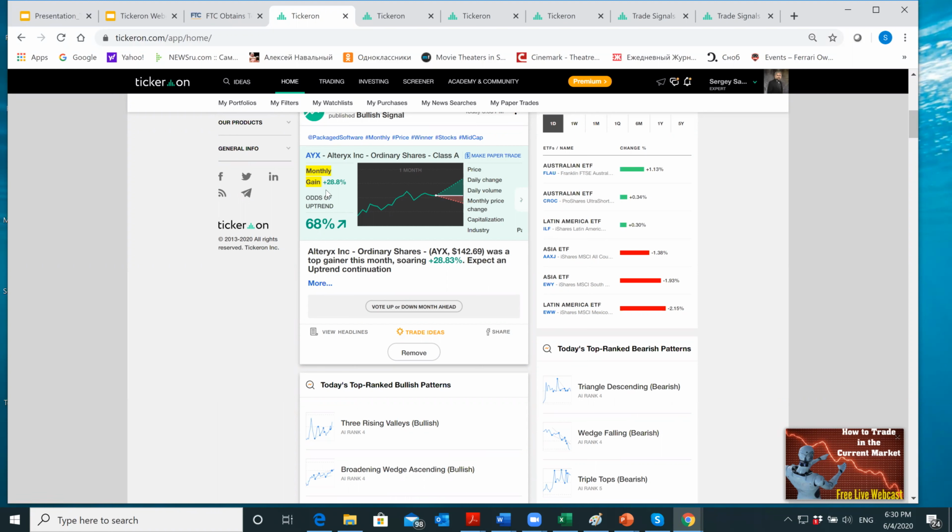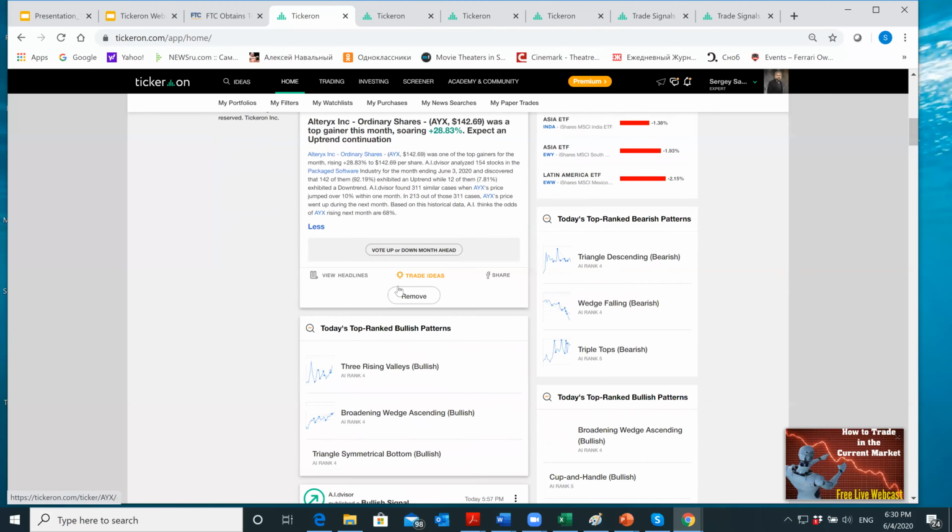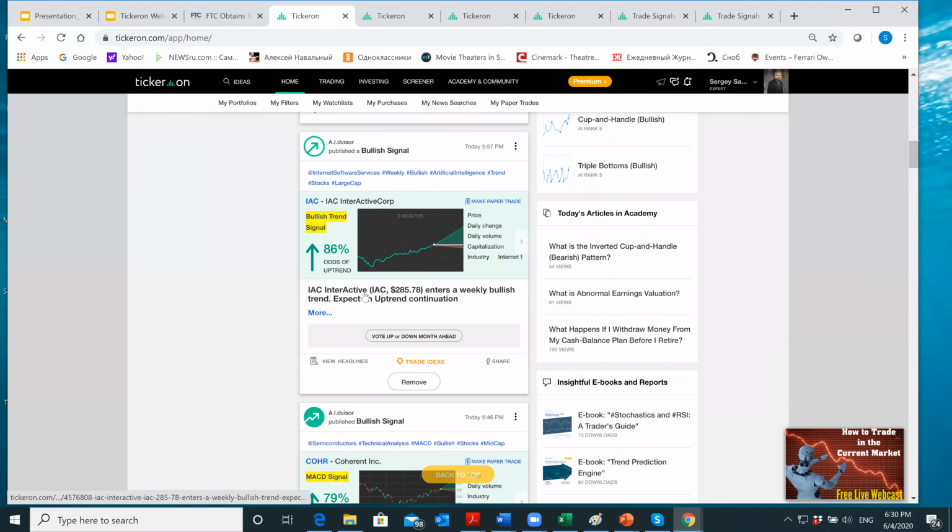Look, for instance, this is a monthly gain of 28% for this company. Then we looked at this history, and the company continued to grow. The question was, is it still going to grow? The chances are 68% it's going to grow. Let's look at how many cases like that. We found 311 cases that continued to grow. Let's look further. So what is that? It is a bullish trend signal.